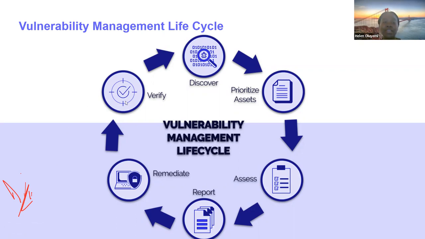You have to verify it by running a scan on that particular asset again. Say the network admin and system admin said they fixed 130 out of the 150 vulnerabilities. How do you know that? Verification. You have to verify it by rescanning and ensure that you only have 20 vulnerabilities left. So it's a cycle. It never ends.